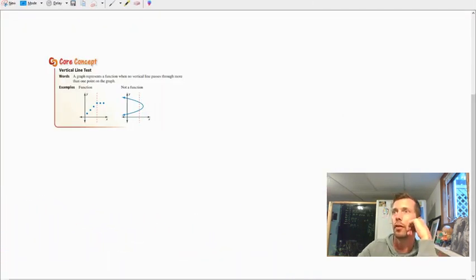All right, so the vertical line test. Basically, a graph represents a function when no vertical line passes through more than one point on the graph. So all we have to do is look at this and make sure that we can determine when we have a function.